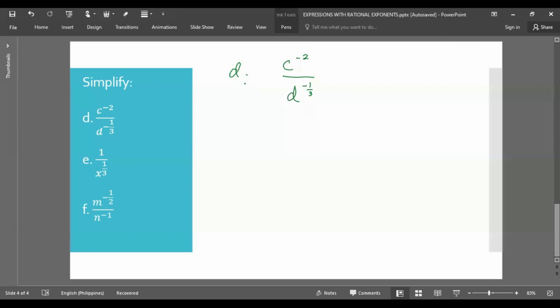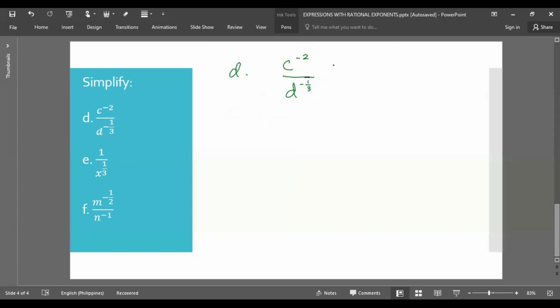So, let's have letter D. If you can notice, they have different bases. Magkaiba yung base nila. So, hindi naman natin sila pwedeng i-combine to simplify. What we need to do is to eliminate the negative exponents. Also, they should not have fractional exponents in the denominator. So, what do you think is the first thing to do here? Again, dapat wala tong fractional exponents sa denominator and wala ring negative na exponents.